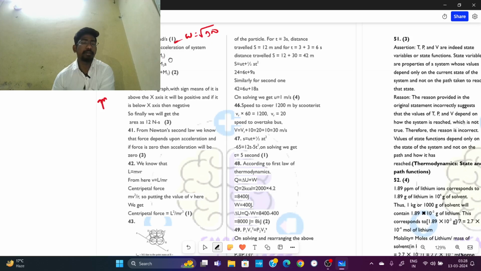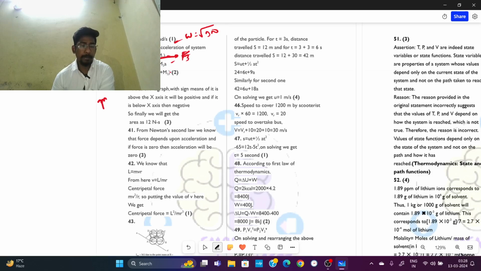If you calculate this, the maximum acceleration will be equal to the force applied by object 1 divided by the total mass of the system, that is m1 plus m2 plus m3. The force on m3 will be F3, mistakenly written, this will be F3. F3 is m3 into a.